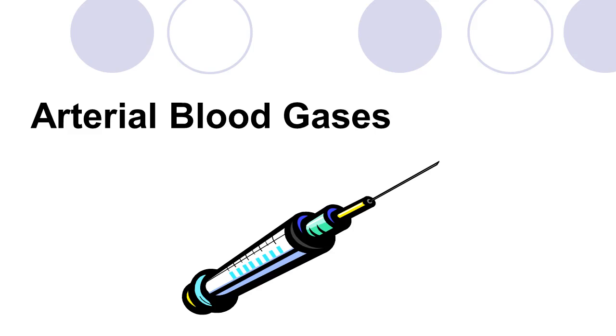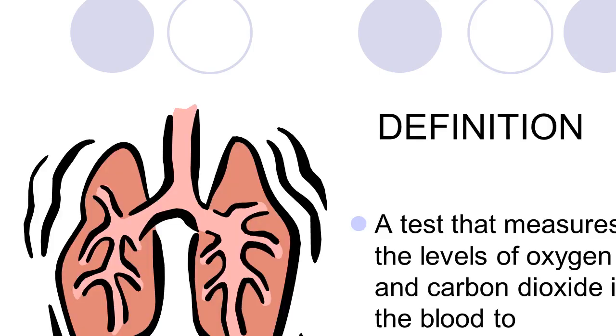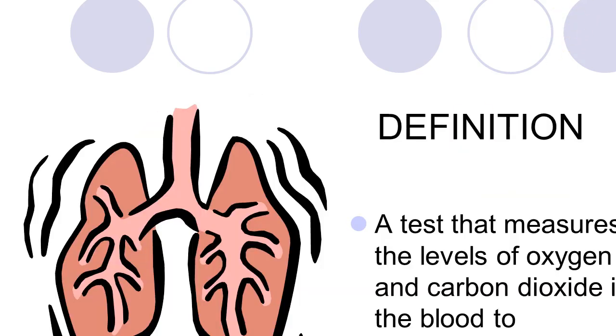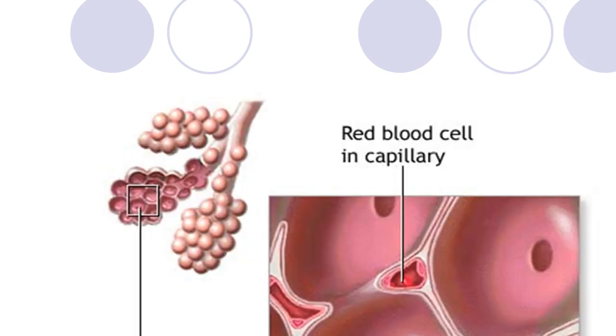So with that said, obviously the definition of arterial blood gas is a test that measures the levels of oxygen and carbon dioxide in the blood to determine how well the lungs are working. So that's very much of a simple definition.